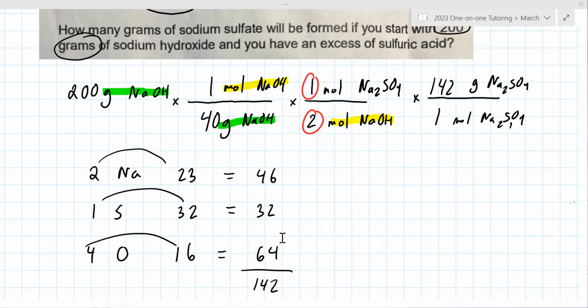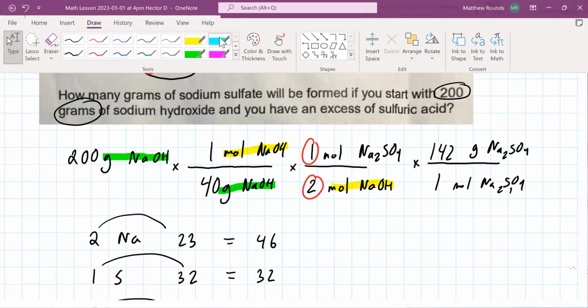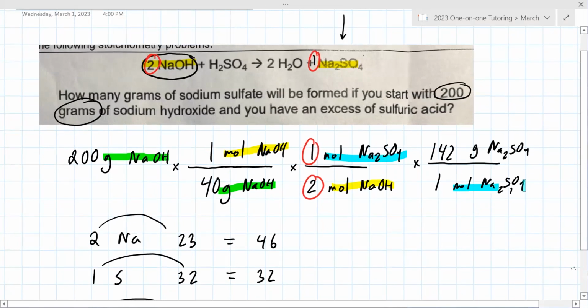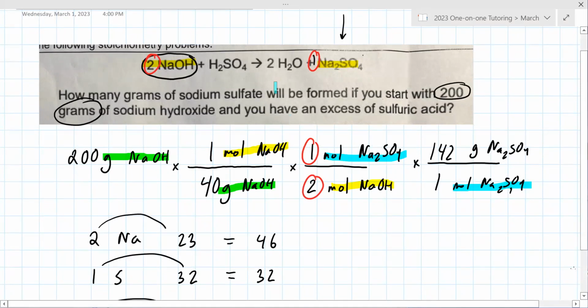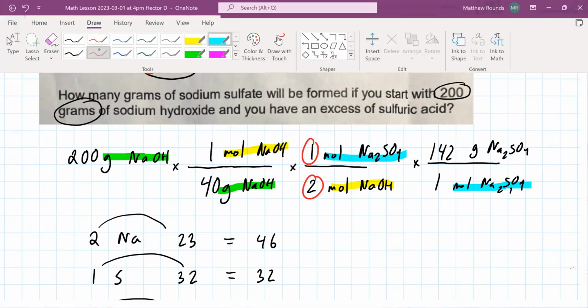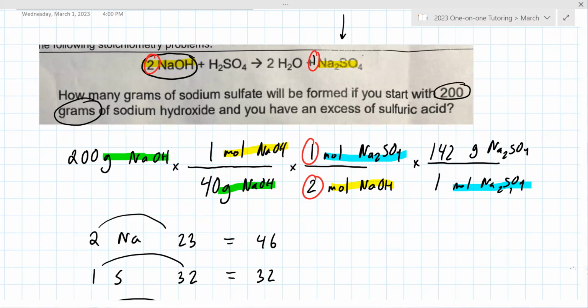Okay, so now that that's taken care of, again, you'll notice the units on the top left match the units on the bottom right. Do you see how they're the same again? What that means is everything cancels. But you've got to be able to do this calculation. You've got to take 2 times 1 over 40 times 1 over 2 times 142 over 1. Do you have any questions about how to enter that into a calculator?